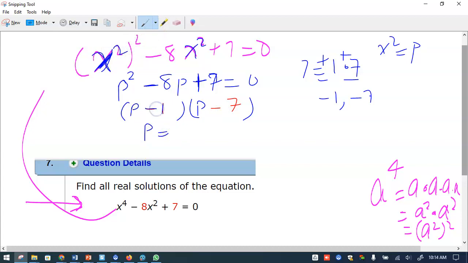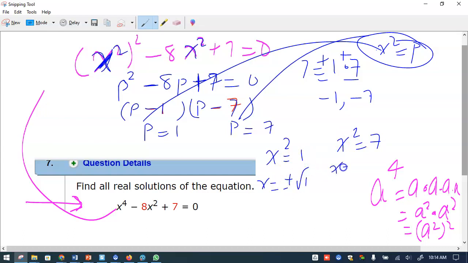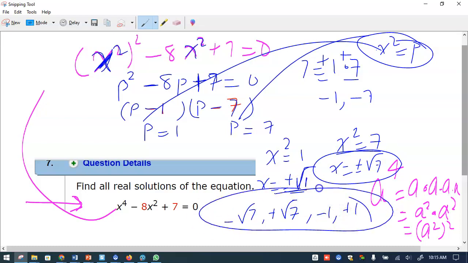So p is the opposite of minus 1, which is 1, and the opposite of minus 7, which is 7. Then replace back the x squared, so x squared is 1 and x squared is 7, and you can write x equals plus or minus square root of 1, plus or minus square root of 7. So the four values are plus and minus square root of 7, and from here the square root of 1 is 1, so it becomes minus 1 and plus 1, and you're done.